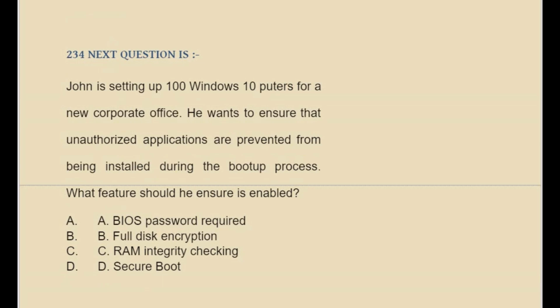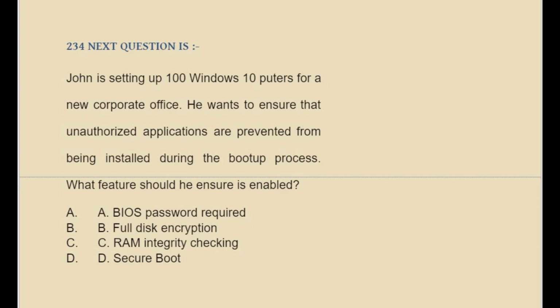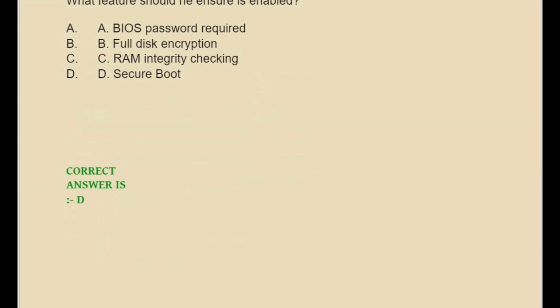Question is, John is setting up 100 Windows 10 computers for a new corporate office. He wants to ensure that unauthorized applications are prevented from being installed during the boot-up process. What feature should he ensure is enabled? Option A. BIOS password required. Option B. Full disk encryption. Option C. RAM integrity checking. Option D. Secure boot. Correct answer is option D.